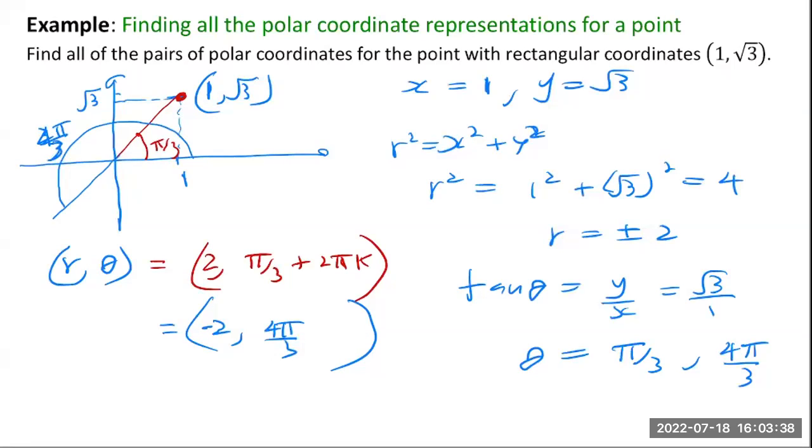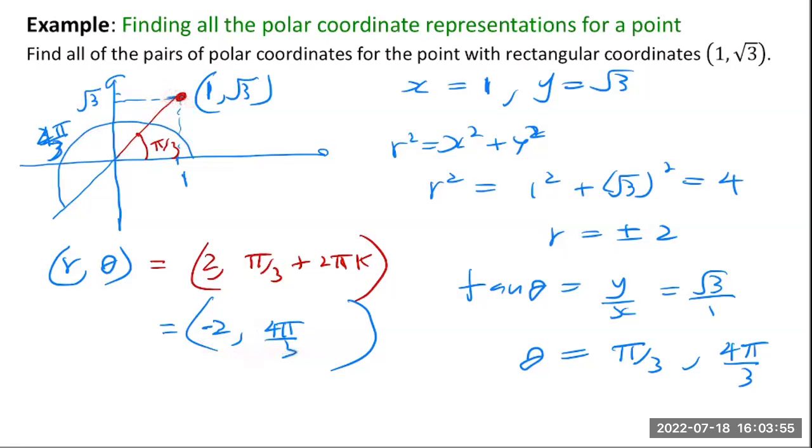This should be clear to everyone. Okay, so this is the angle 4 pi over 3. Now if my r is minus 2, I have to measure that length in the opposite direction here. So I will land on the same point. So this point is the same as this point in the polar plane.